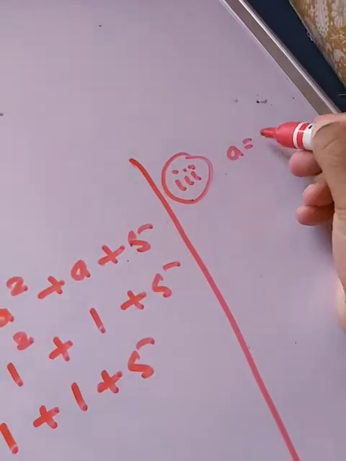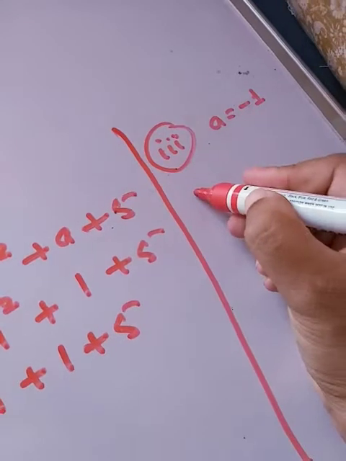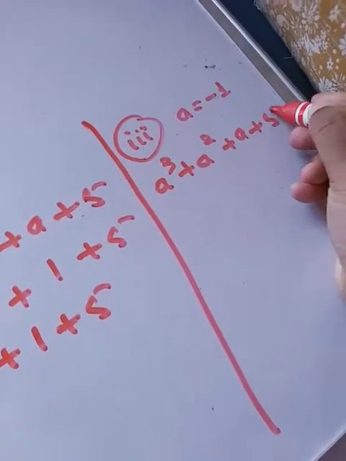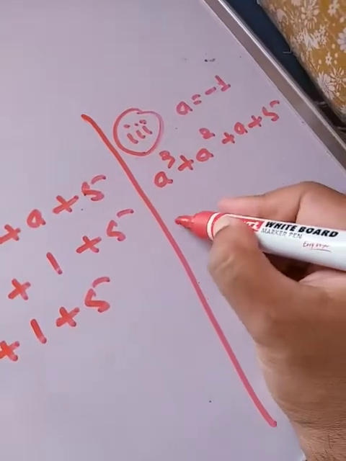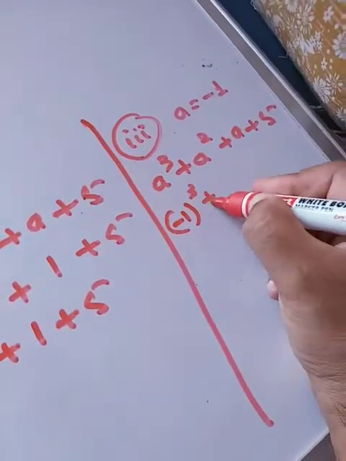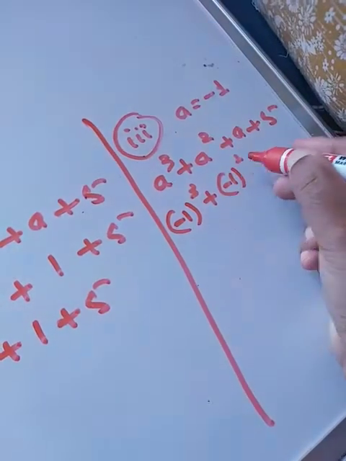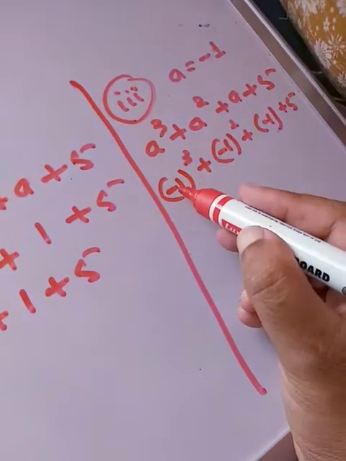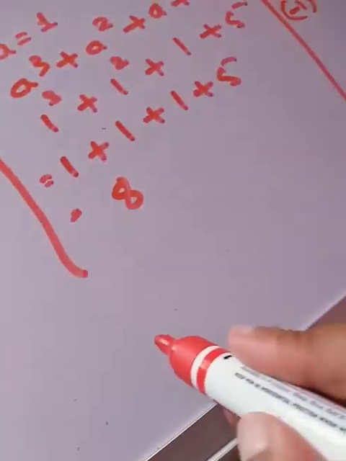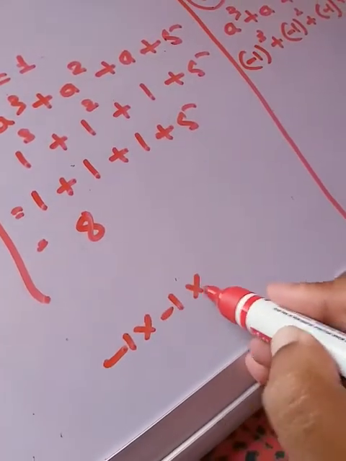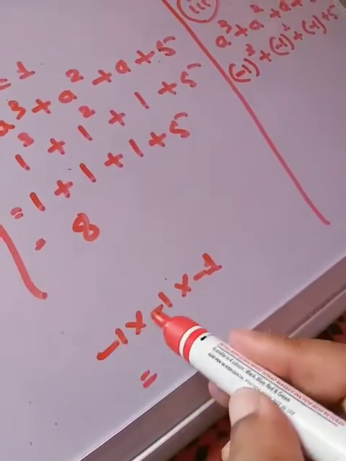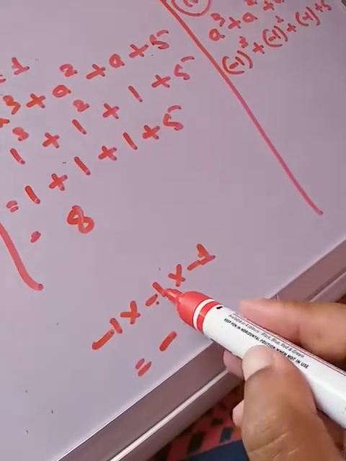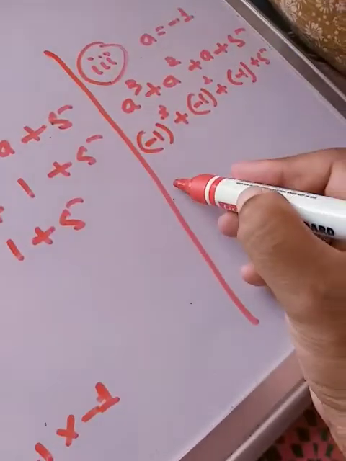Number 3, they have given a value as minus 1. Now this time we have to put minus 1, student. So first of all we'll write the expression. Now in place of A we'll put minus 1. So minus 1 cube, minus 1 square, minus 1, plus 5. So minus 1 into minus 1 into minus 1. What is the answer? Minus minus plus, plus minus minus. 1 into 1 is 1, so the product of this would be minus 1.